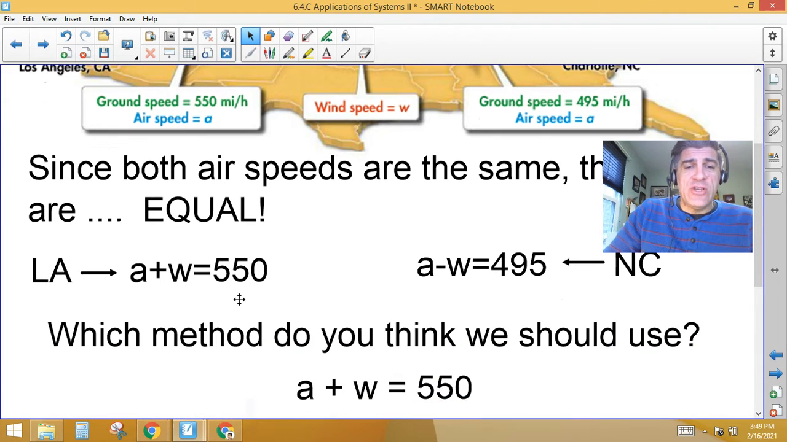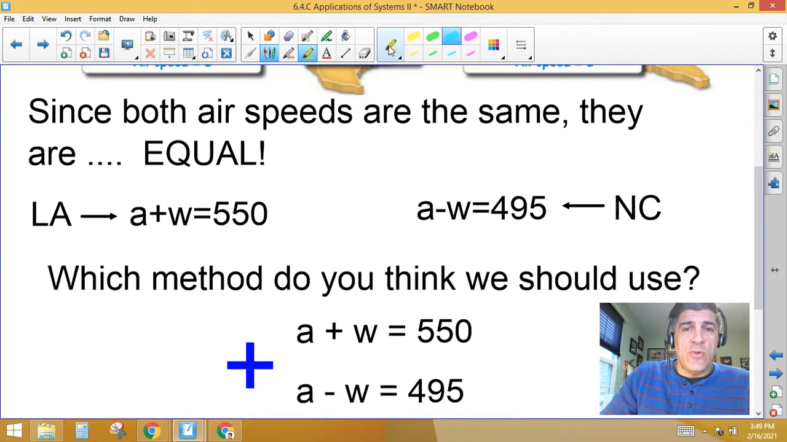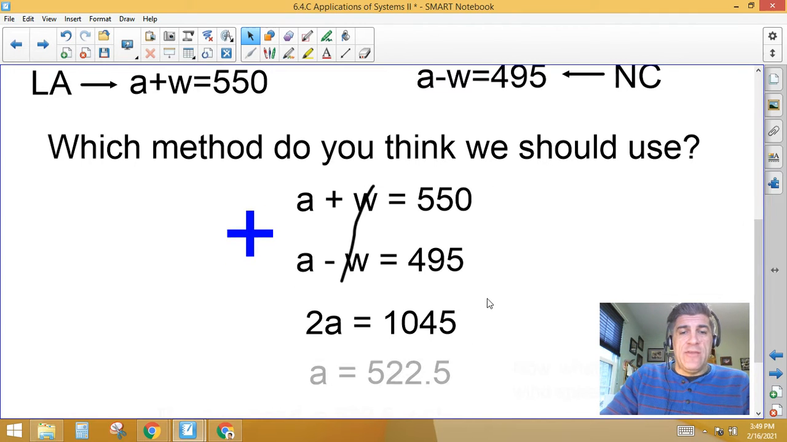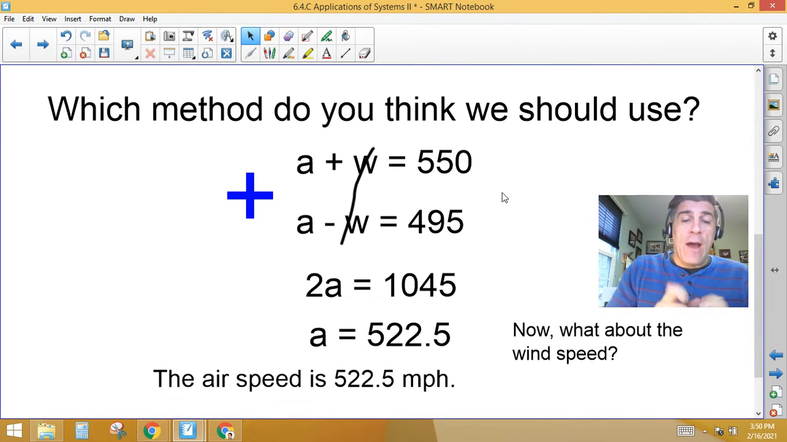So now we have these two equations. Which method do you think we should use in this case? I hope you didn't say substitution or graphing. We should probably eliminate, because my A's are the same and my W's are opposite. I'm going to choose to add my two equations together. When I add them, my A's don't cancel out, but my W's do, and I'm left with 2A equals 1045. All I'm going to do is divide by 2, and I get the airspeed to equal 522 miles per hour.